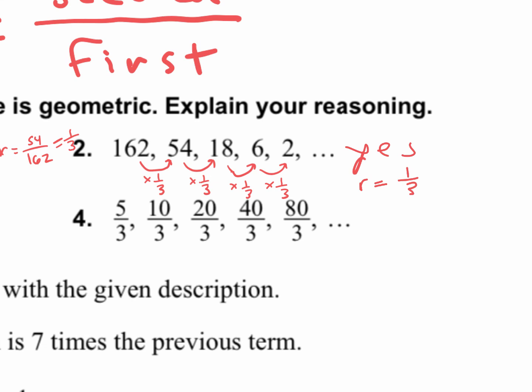So are we multiplying by anything to get from 5/3 to 10/3? Multiplying by 2. What about from 10/3 to 20/3? Times 2. Is this geometric? Yes. And what's our r? 2. Perfect.